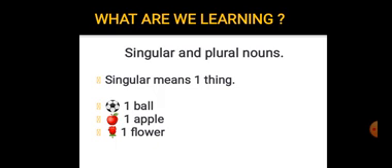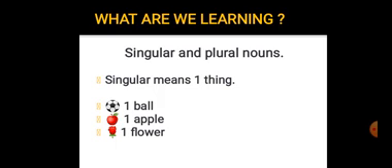So what are we learning? Singular and plural nouns. Singular means one thing. Now look at your body from your head to your toe. What is that thing on your body that is just singular, that is just one? I have one nose. I don't know about you. Maybe you have two, but I have one nose. What other thing is one on my body? I have one mouth. Yes, I have one mouth. I have one head. My head is just one. So all these things on my body are just one, singular.